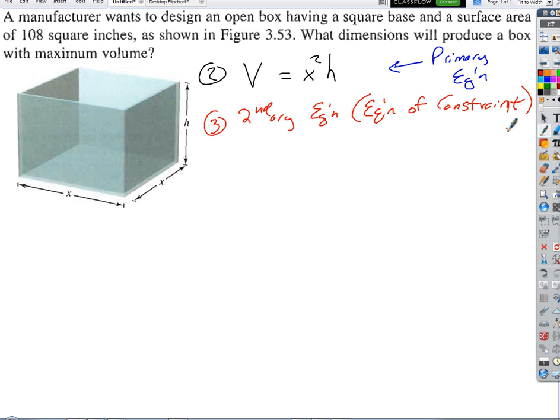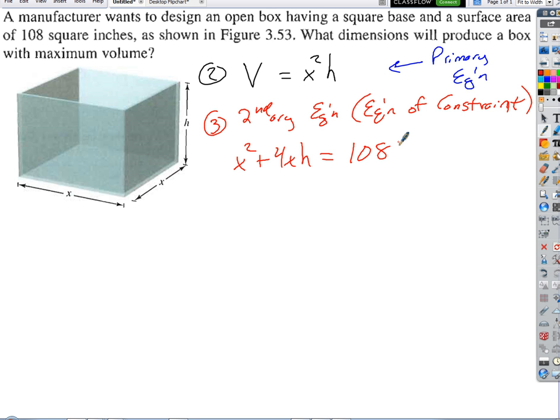So, I mean, you're overgeneralizing here, right? The lateral faces are going to have different areas than the base, aren't they? Oh, yeah, right. So for xh plus x squared, what would be 5? Equals 108. Okay, so there's our equation of constraint, right?